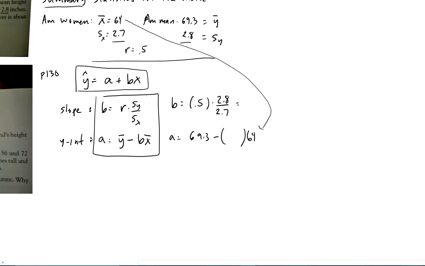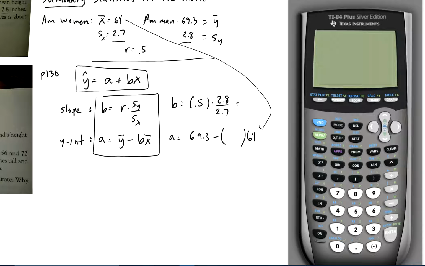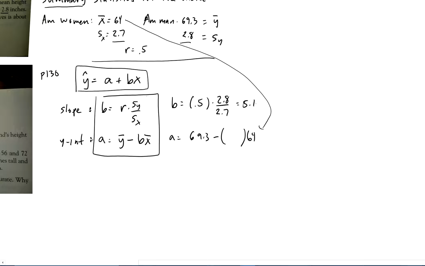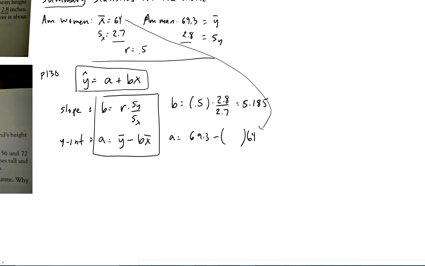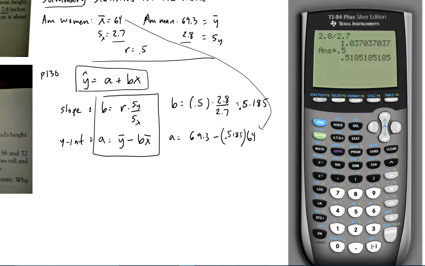Okay, so let's do some calculating real quick. For b, I'm going to do 2.8 divided by 2.7 times 0.5. That's 0.5185. So then that goes in here, 0.5185.